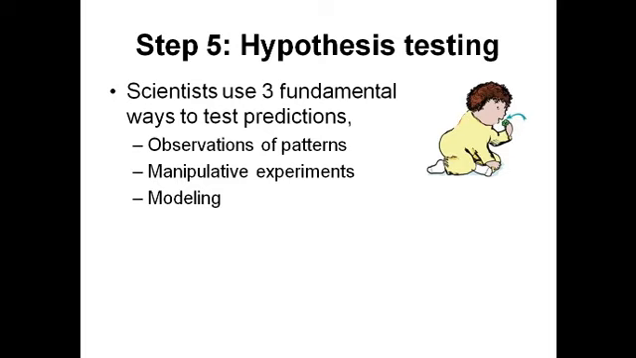There are 3 major ways of doing hypothesis testing these days. The first one, observations of patterns. So this is one of the fundamental ways of hypothesis testing. And the second one would be manipulative experiments. This is the gold standard of hypothesis testing. And also you can do dynamic models to test hypothesis. So we will discuss more about these major methods of hypothesis testing once we are done with our discussion about the steps of the scientific method.